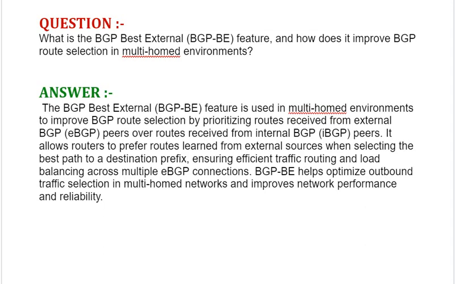It allows routers to prefer routes learned from external sources when selecting the best path to a destination prefix, ensuring efficient traffic routing and load balancing across multiple eBGP connections. BGP-BE helps optimize outbound traffic selection in multi-homed networks and improves network performance and reliability.